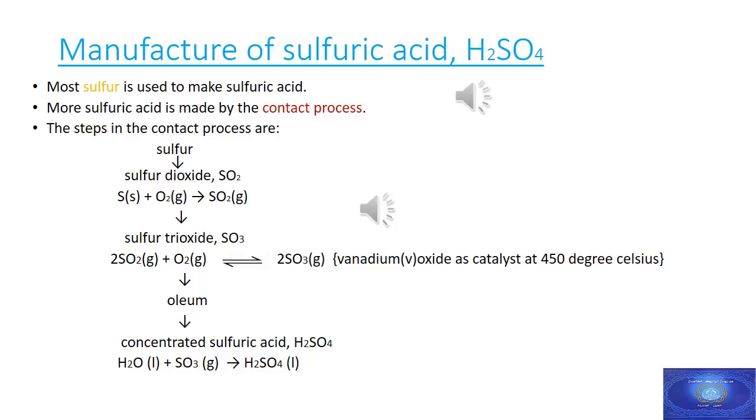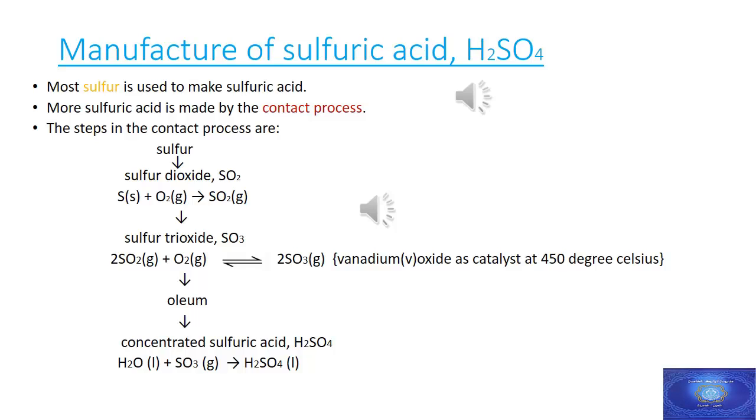And the reaction is 2SO2 plus O2, that is, mixed with more air. And the product is 2SO3. Sulfur trioxide is produced, and it is a reversible reaction. So the reaction in step 3 is reversible. The sulfur trioxide continually breaks down again.